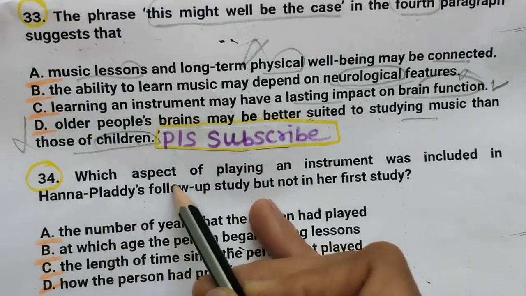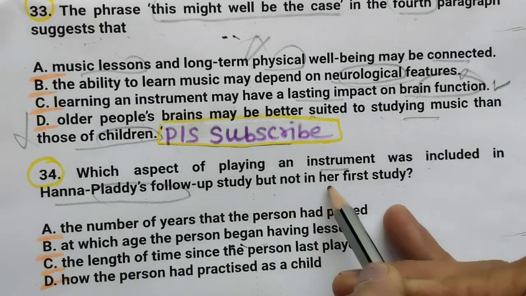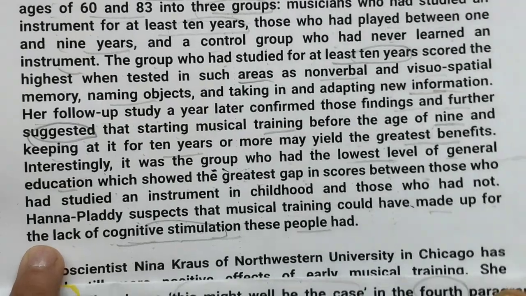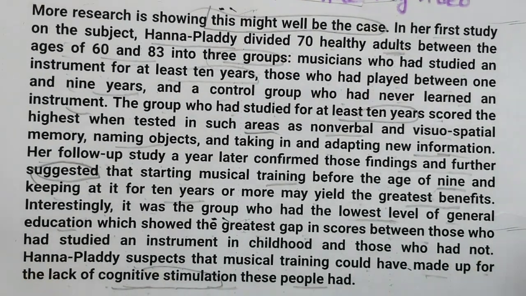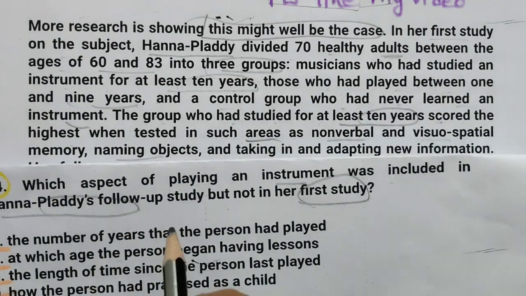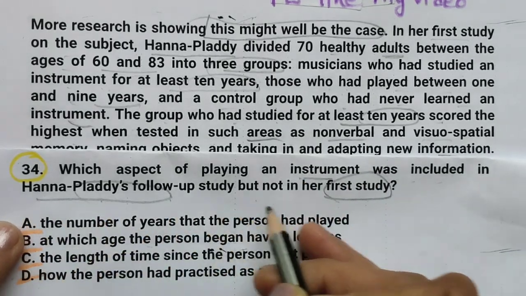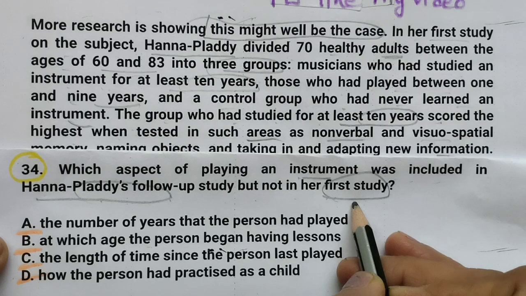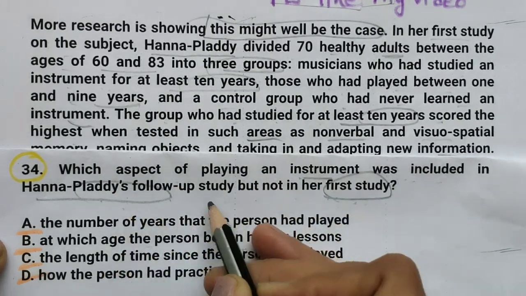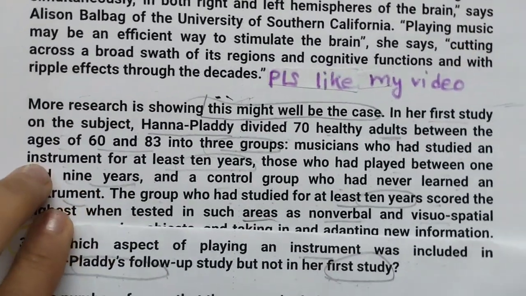Question 34: which aspects of playing an instrument was included in Hannah Plady's follow-up study but not in her first study? Here the person's name is given, Hannah Plady. So the location is here only.